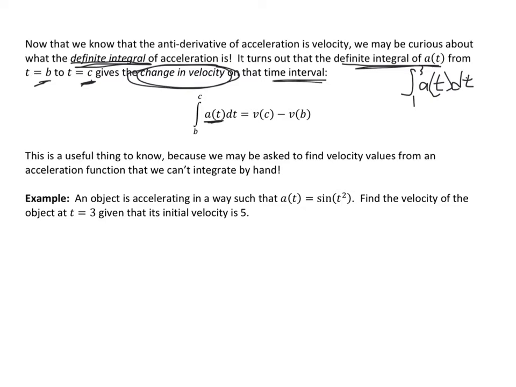It turns out that this is a really useful thing to know, because we might be asked to find velocities from an acceleration function that we can't integrate by hand. Like this example right here, it says an object is accelerating in such a way that the acceleration is this. Find the velocity of the object at time 3, given that the initial velocity is 5. This problem is in a lot of ways just like the one we did before, right? You might want to do the integral of both sides. The problem is we don't know how to do the integral of sine of t squared.